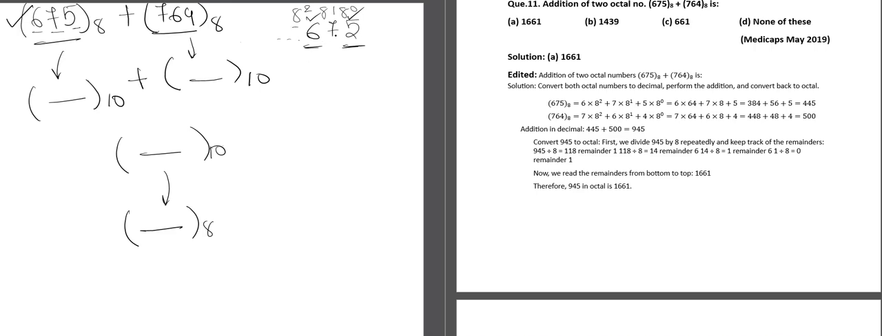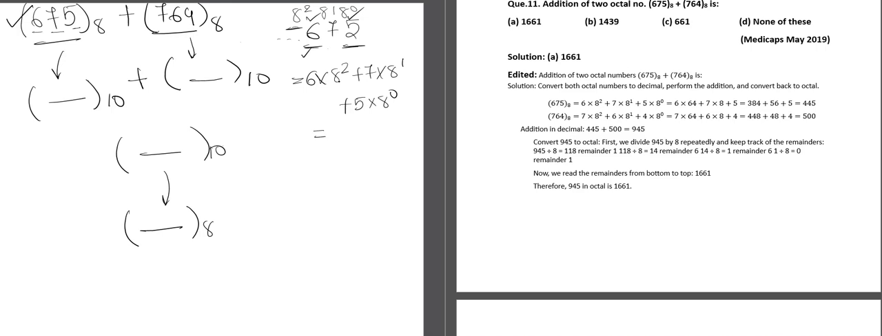To convert this octal number into its decimal equivalent, we need to multiply these positional weights with their respective digits. For example, 8 to the power 2 should be multiplied with 6, 8 to the power 1 with 7, and 8 to the power 0 with 5. Then we add those multiplied numbers together to get our equivalent decimal number. So let's start with the process. We will do 6 into 8 to the power 2 plus 7 into 8 to the power 1 plus 5 into 8 to the power 0.